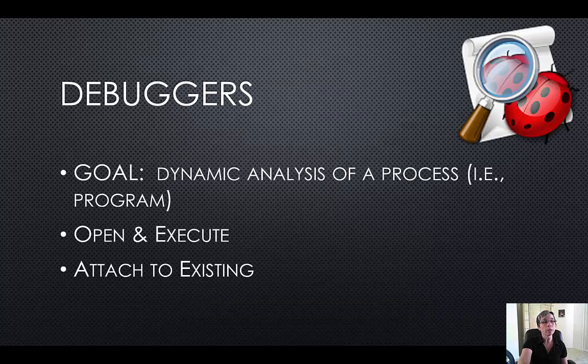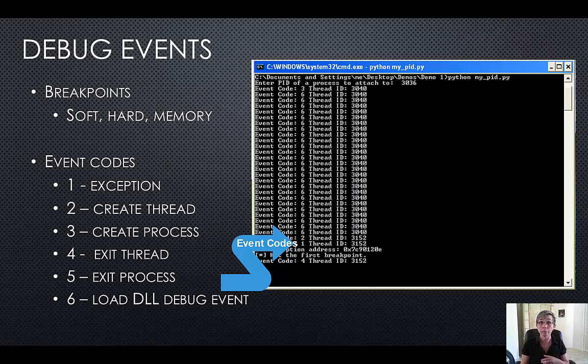Okay, let's talk about debuggers. The goal of a debugger is basically to provide some sort of dynamic analysis of a process or your program as it's running. Now, debuggers can view running processes in two different ways. Either they can open and execute a process or a program, or they can attach to an existing one. And in the demos that I'm going to be showing to you, we will actually be attaching to an existing running program.